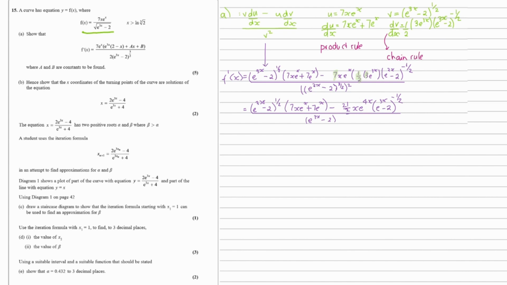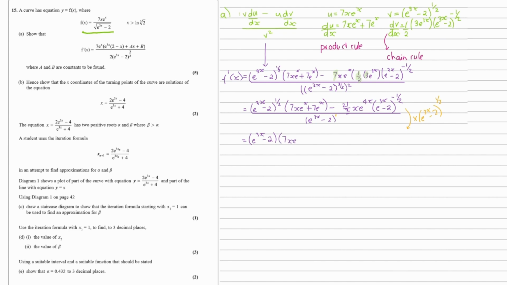Whenever we are doing a show that question, we always need to go back to look at what the question has asked us to show and then try to see what we can do to get there. So as we can see, our denominator is to the power 3 over 2 in the answer, but at the minute our power is only 1. So to make that power 3 over 2, we are going to multiply all the terms by (e^(3x) − 2) to the power half. So e^(3x) − 2 will just have a power 1.